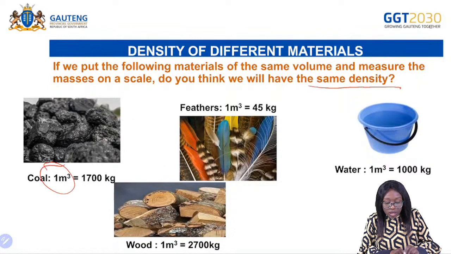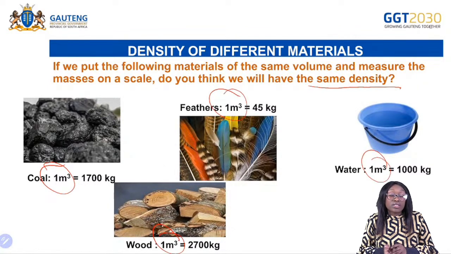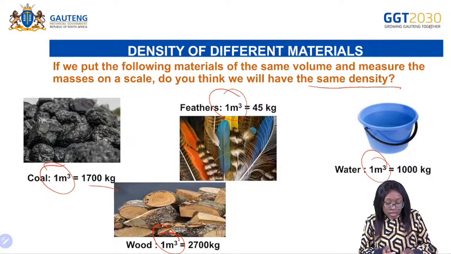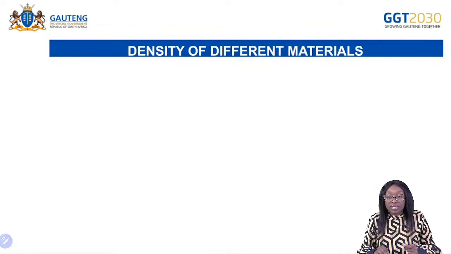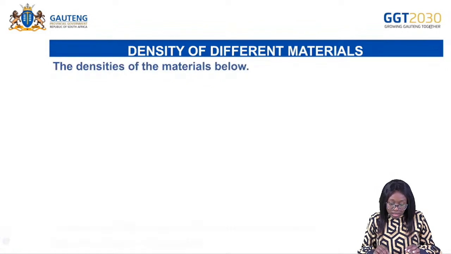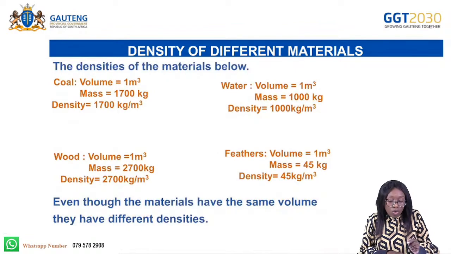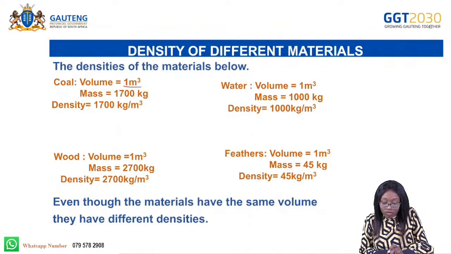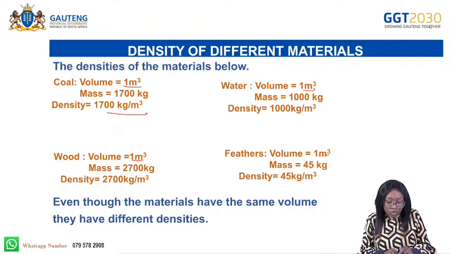So all of them will have the same volume. So what do they have in common? They have the same volume in common, but they have different masses. Do you think they will have the same density? All right, let's find out. So the densities of the materials below. Remember coal, all of them have a volume of 1 cubic meter, all of them, but their masses are different. Now, because their masses are different, they are going to have different densities.